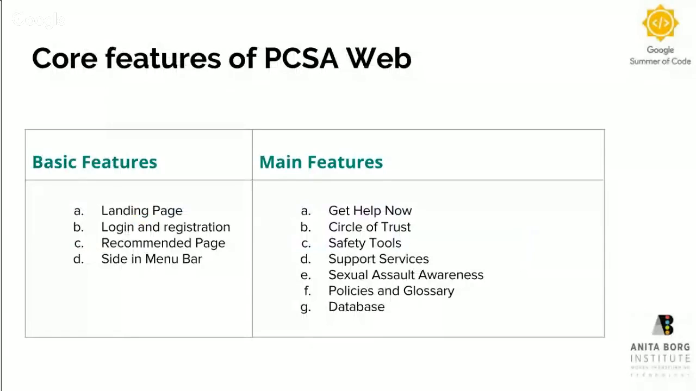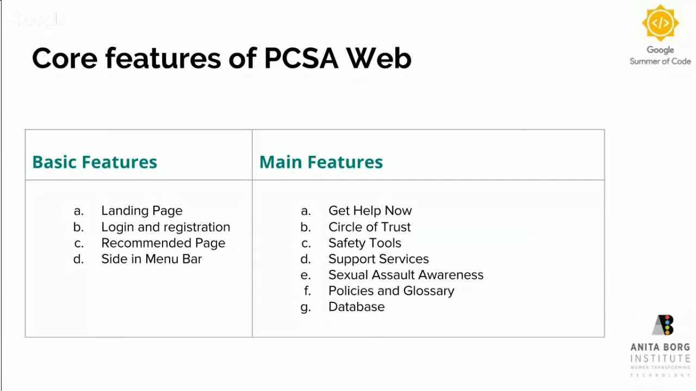So these are the core features which had to be tested. These features are divided into two: basic features and main features. Basic features include landing page, login and registration, recommended page, and side and menu bar. The main features include Get Help Now, Circle of Trust, Safety Tools, Support Services, Sexual Assault Awareness, Policies and Glossary, and Database.